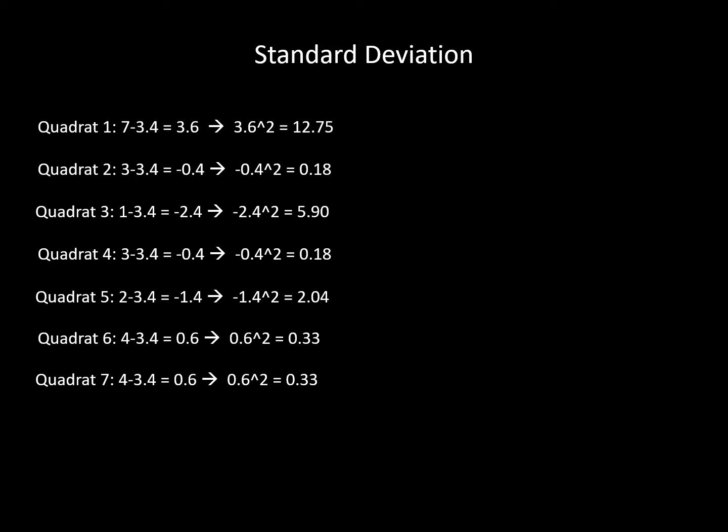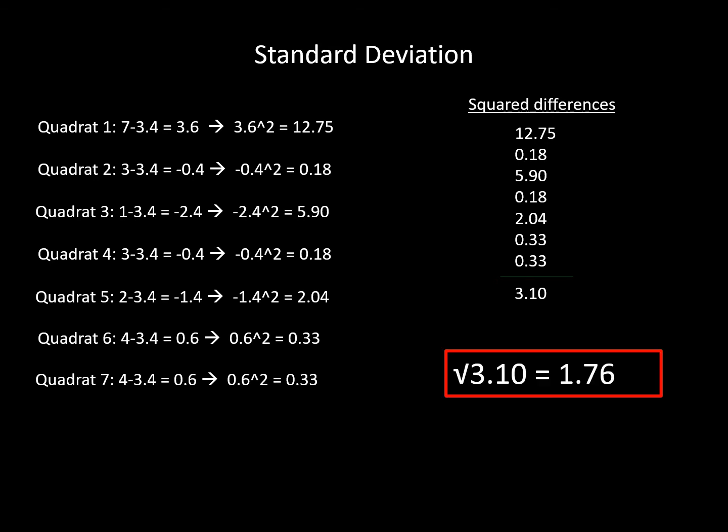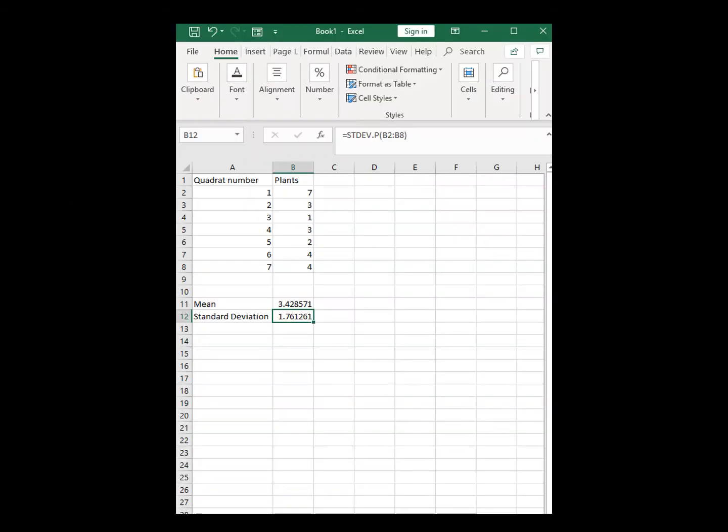Next, calculate the mean of these squared differences. Finally, take the square root of this mean. This is the standard deviation. You can also calculate both the mean and standard deviation using Microsoft Excel. The mean is calculated using the average formula, and the standard deviation is calculated using the formula shown here.